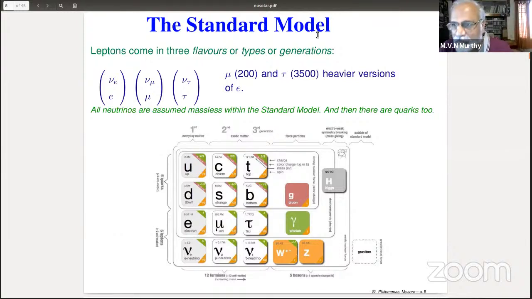Here is the standard model. The standard model is constructed with leptons and quarks and their interactions mediated by gluon, photon, and W plus minus and Z bosons. Gluon for the strong interaction, photon for the electromagnetic interaction, W and Z bosons for the weak interactions. And of course, the Higgs is also there now. We have seen it, and that is the one which gives masses to all these particles. Now, I want you to focus on the leptonic part.